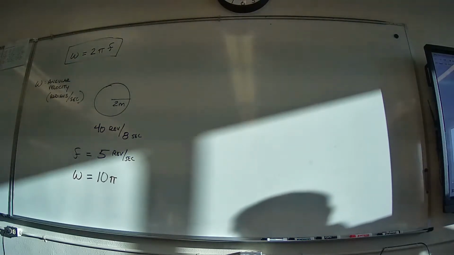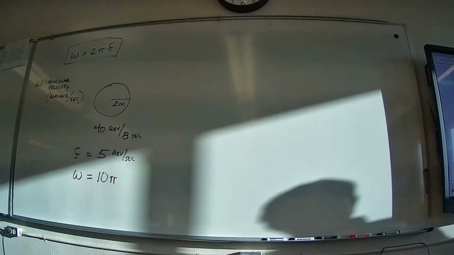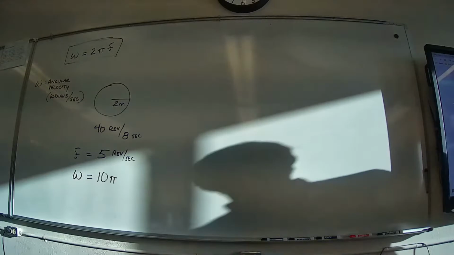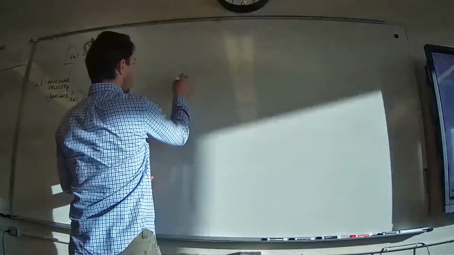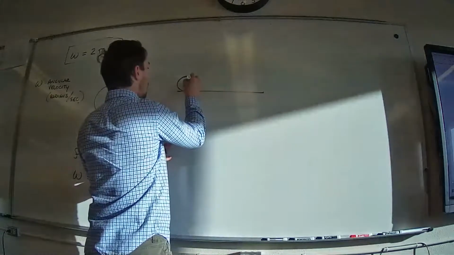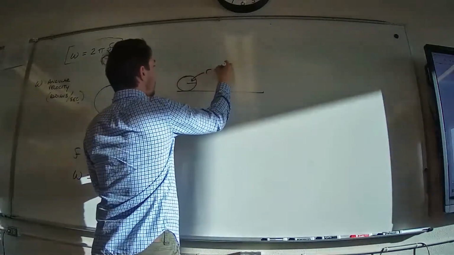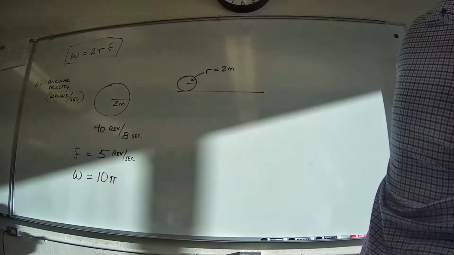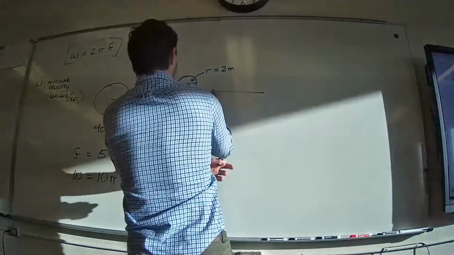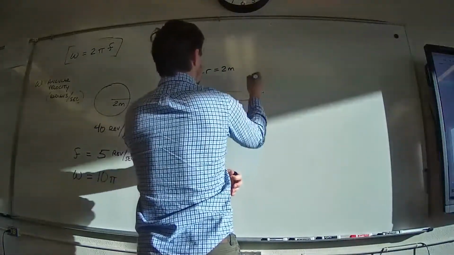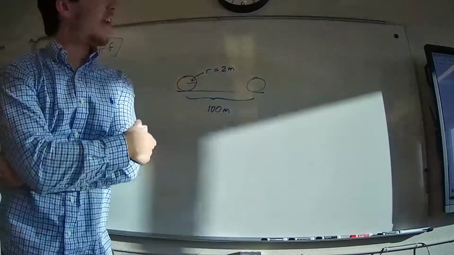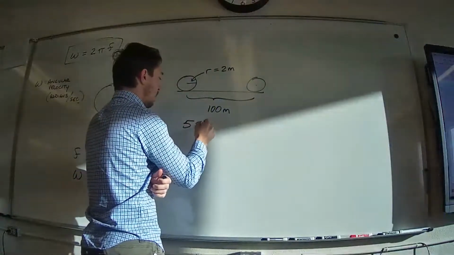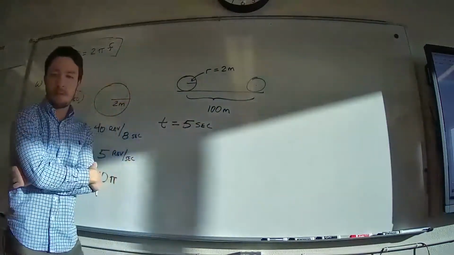Okay. Number 2, a cylinder of radius 2 meters is rolling along a flat surface at a constant rate. And the cylinder travels a distance of 100 meters over a period of 5 seconds. Find the disk's angular velocity. So same procedure as always. I'm going to draw a little picture of this. There's the ball. The radius is 2 meters again. It's a big ball, or cylinder, I should say. It travels 100 meters at a constant rate. And that took 5 seconds.